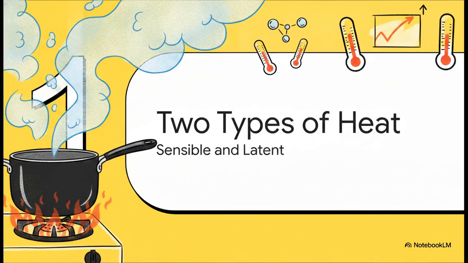Section 1. Two types of heat. Let's start with a scenario we've all seen. You've got a pot of water on a hot stove. It gets hotter and hotter until it hits exactly 212 degrees Fahrenheit. But then it just stops. The temperature absolutely refuses to budge, even though the burner is still on full blast. So where on earth is all that energy actually going?